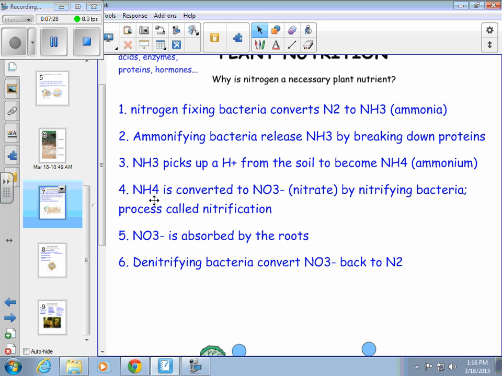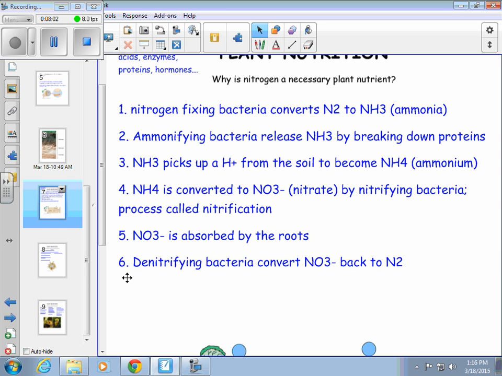That ammonium is then converted to a nitrate by nitrifying bacteria, and this is called nitrification. Nitrification allows this nitrate to then be absorbed and used by the roots. All of these steps happen so that the roots can absorb the nitrogen. Plants cannot use atmospheric nitrogen. They can't use ammonia. They can't use ammonium. They have to get it into the right form so that it can be absorbed by the roots.